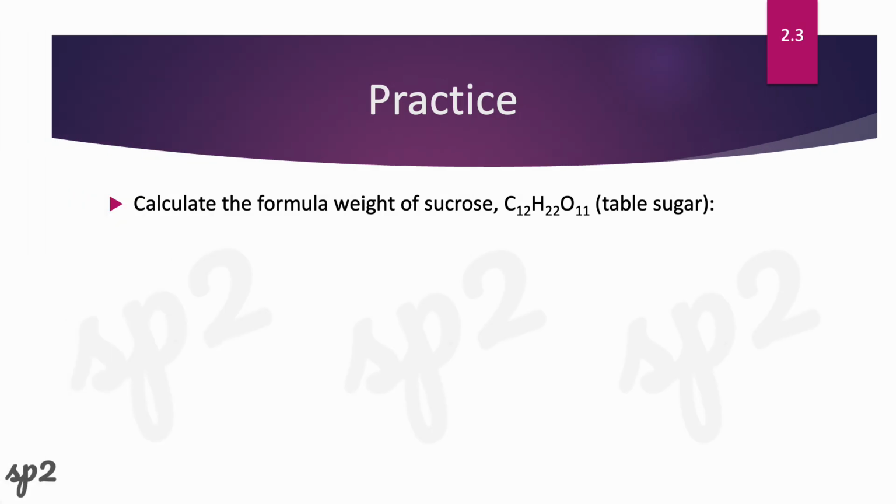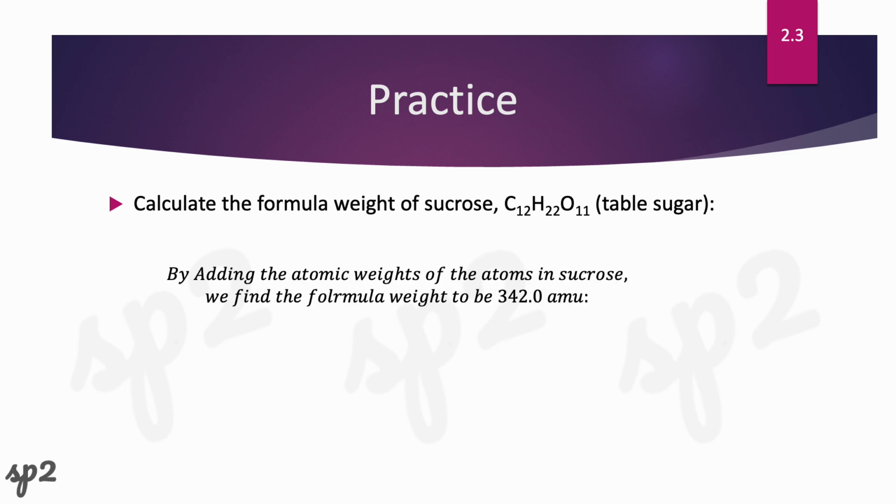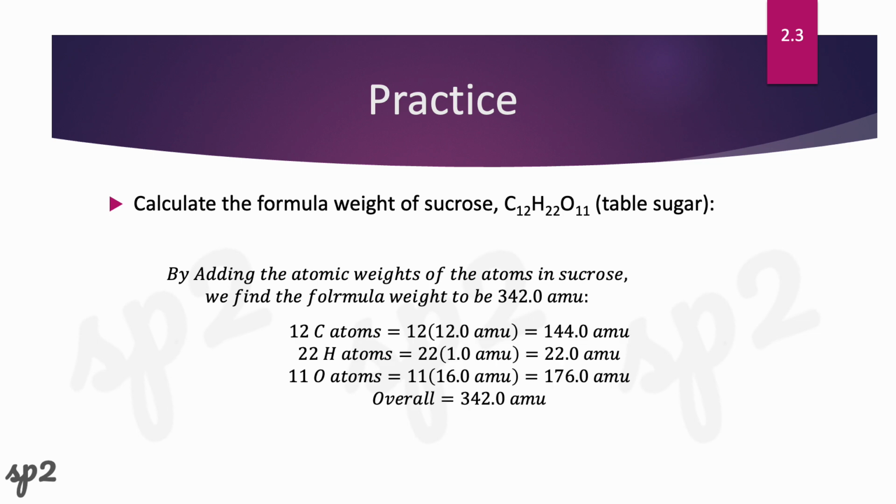Okay, so let's take a look at our first practice. Here it says calculate the formula weight of sucrose. We also have the chemical formula, C12H22O11. And actually, this is our table sugar, right? So our job is to add all the atomic weights of the atoms that we have in sucrose, right? Okay, so here is the math.